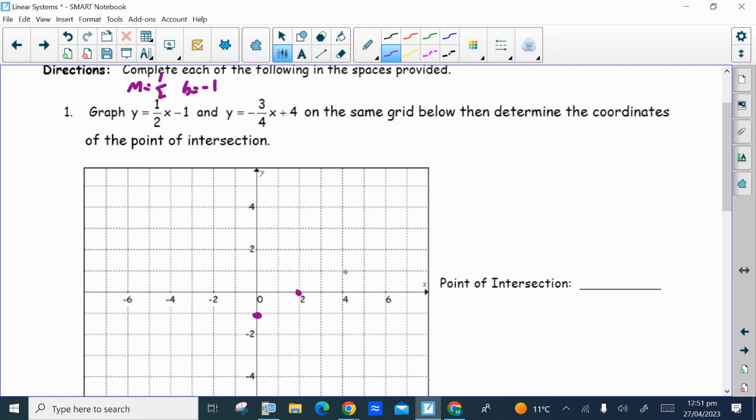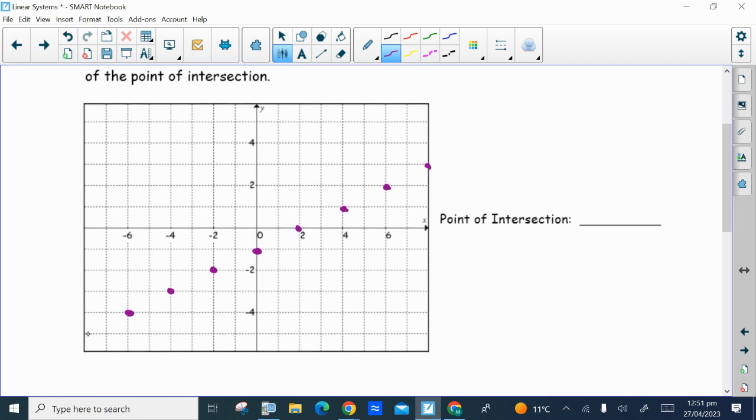Rise 1, run 2, again and again. We can also rise -1 and run -2. All those points line up.